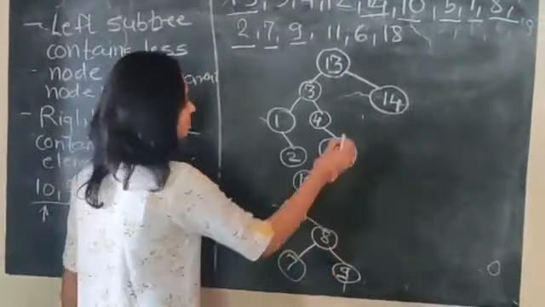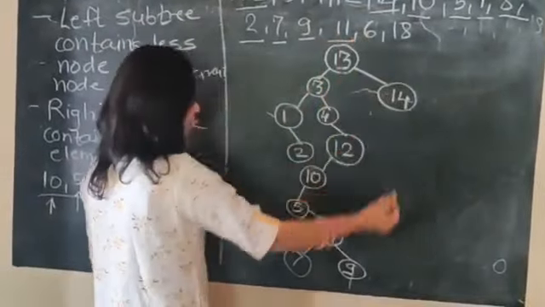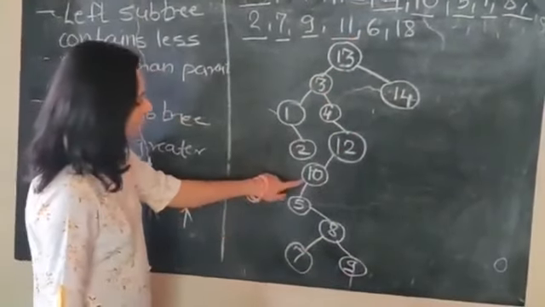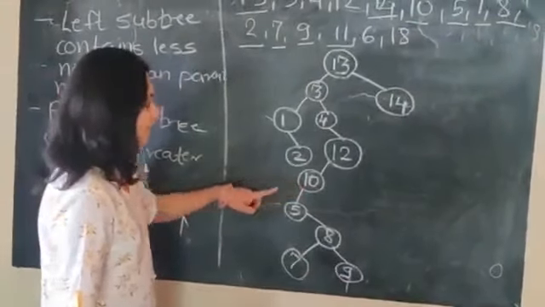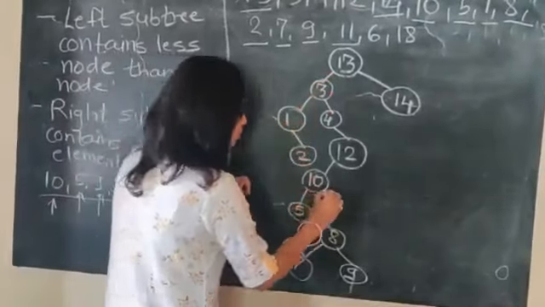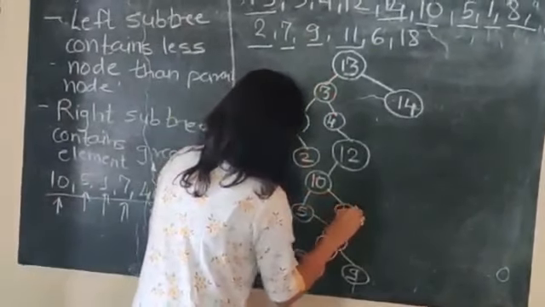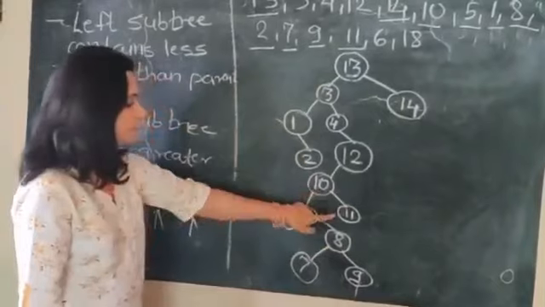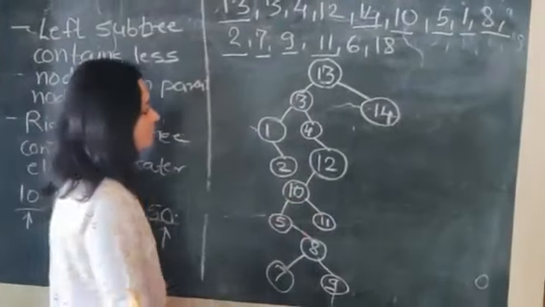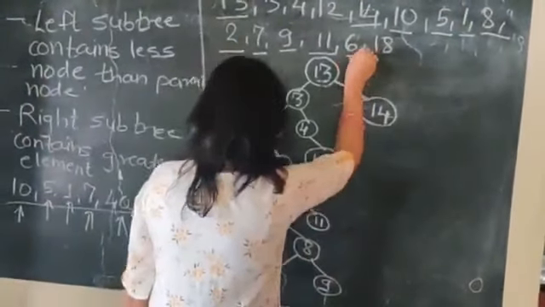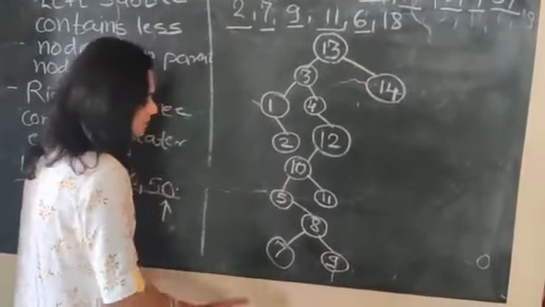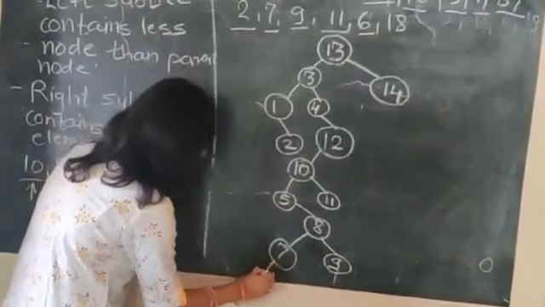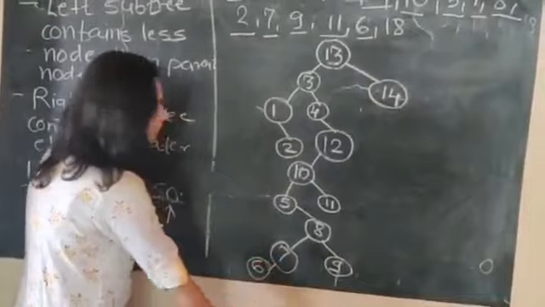Next is 9. 9 is greater than 8, so you will keep 9 over here because it is greater than 8. Next is 11. Now 11 is greater than 10 and less than 13. So we will keep 11 at this particular location because it is greater than 10. Our next element is 6. 6 is less than 7. So we can keep 6 over here.